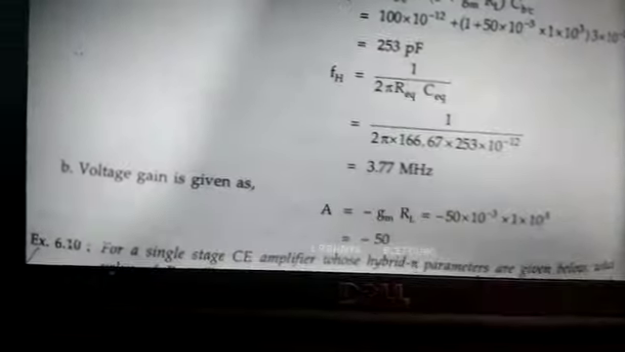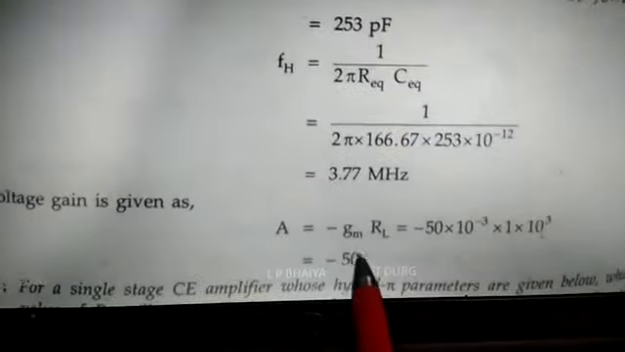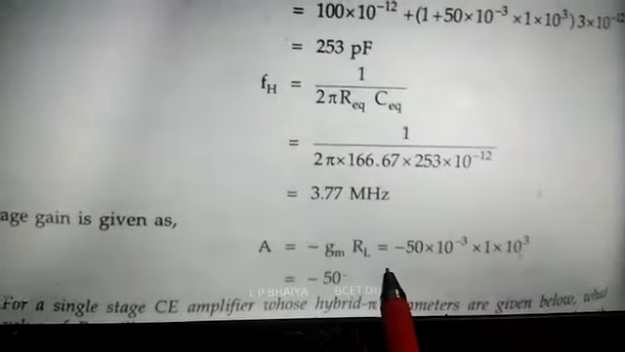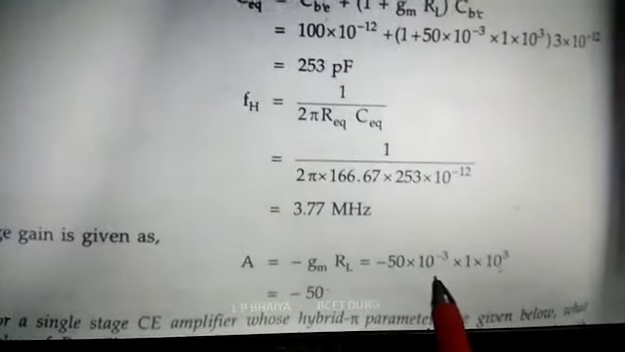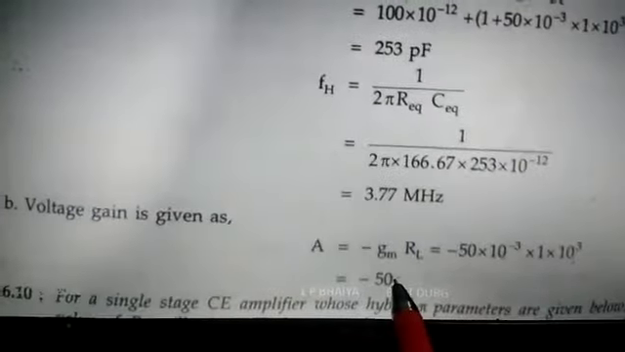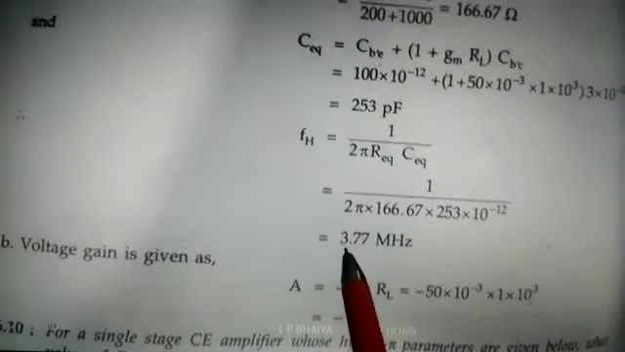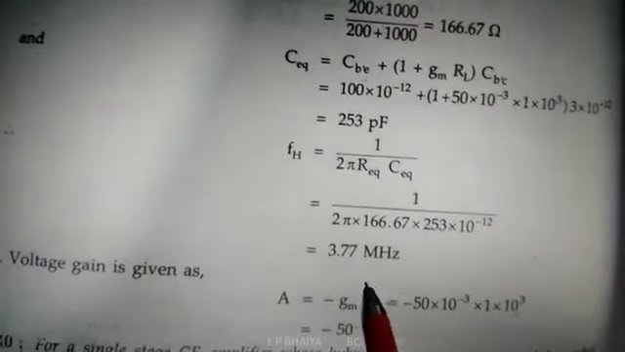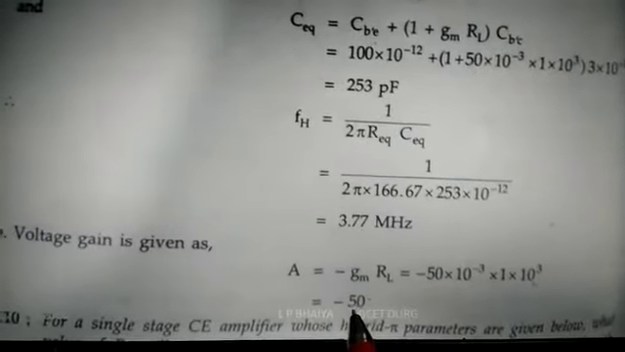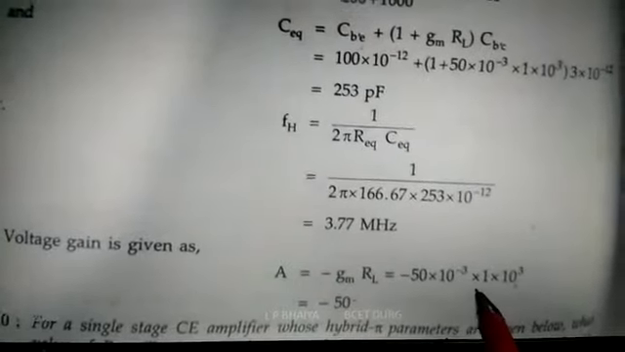This problem till now is the same, but the second part is somewhat different. We have to calculate the overall gain. Voltage gain is given as A is equal to minus gm into RL. So here minus 50 into 10 to the power minus 3, that is, the value of gm is given and RL is given, that is equal to minus 50. So at this higher cutoff frequency of 3.77 megahertz, the value of A is this minus 50, because we have considered this RL.